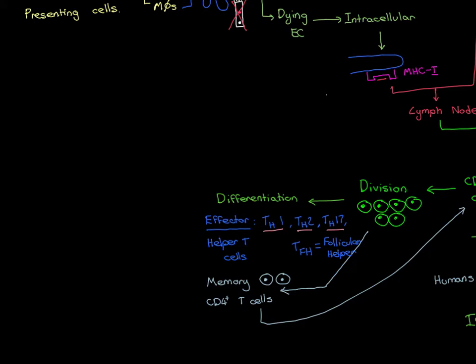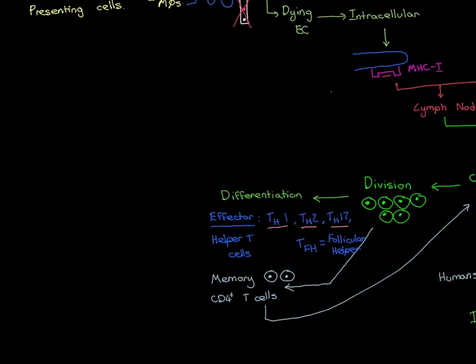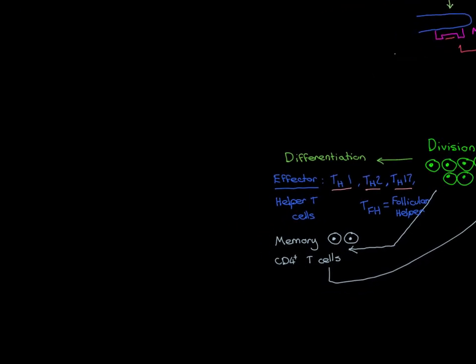Well, this is the type of T cell that you want if macrophages are struggling. If they're struggling to phagocytose the pathogen, and the classic example of this is TB. And so I'll just put this here. So T helper 1, I'll put as the title here.